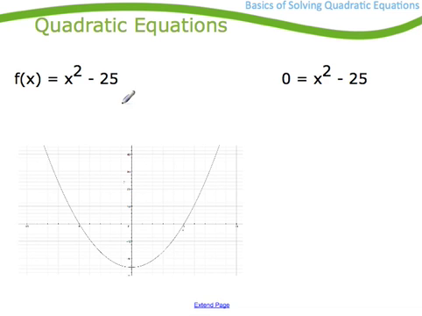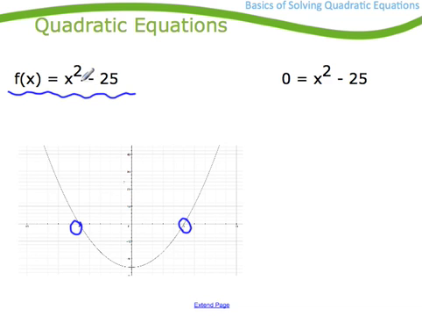So let's try a couple. Here's just a quick example. f of x equals x squared minus 25. I've taken the liberty of graphing that down below. You can't really see it that well, but this number is a minus 5 and this is a positive 5. So I just used a grapher to graph that. What I want to be able to do is take any quadratic equation like that and figure out where the x-intercepts are.